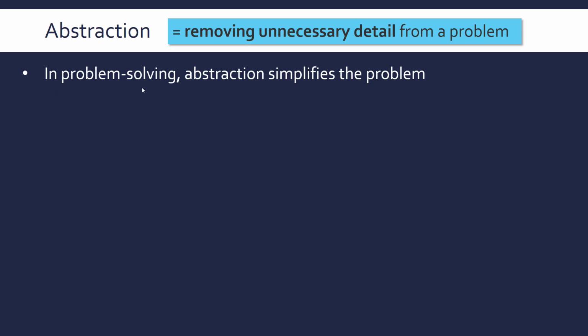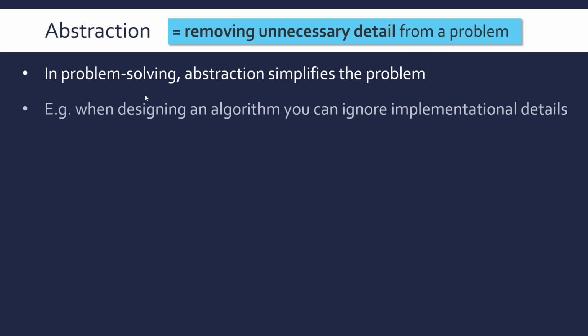So as I say, in problem solving, abstraction simplifies the problem. So when you're designing an algorithm, you can ignore implementational detail. So that's why an algorithm is abstract. It's separate to the actual details of where you maybe would implement it in code, or it's separate to a certain machine. So when you actually program an algorithm, it might seem really simple, but when you program it, it becomes a lot more complicated. You have to do things like validation, and the constructs code uses are different to what you just do in pseudocode, so it becomes more complicated. But when you're designing an algorithm, you want to keep things nice and simple.